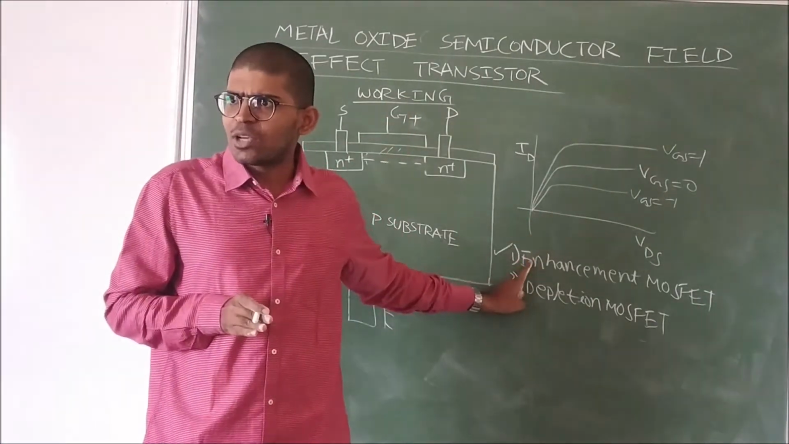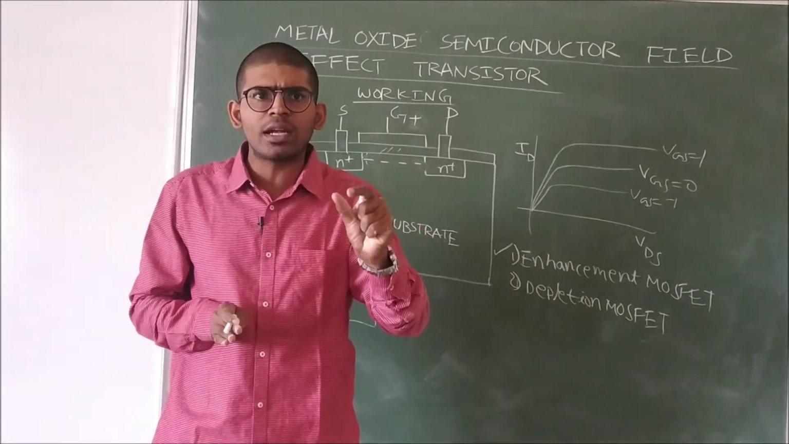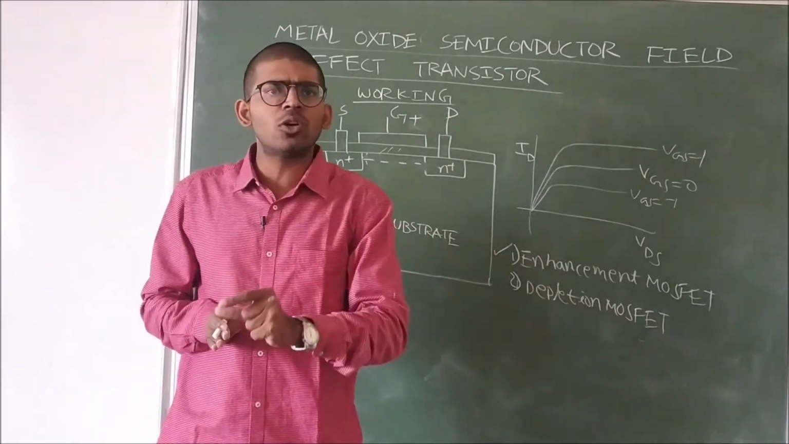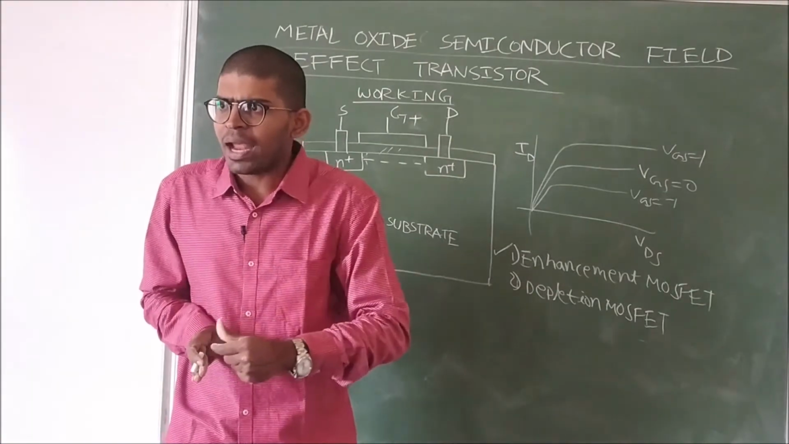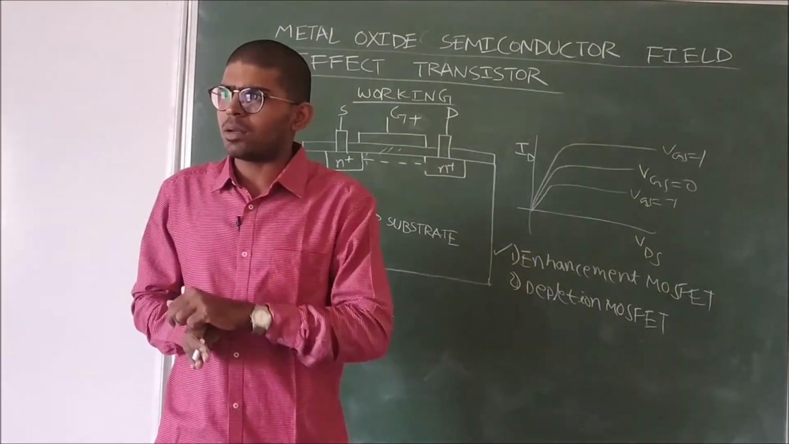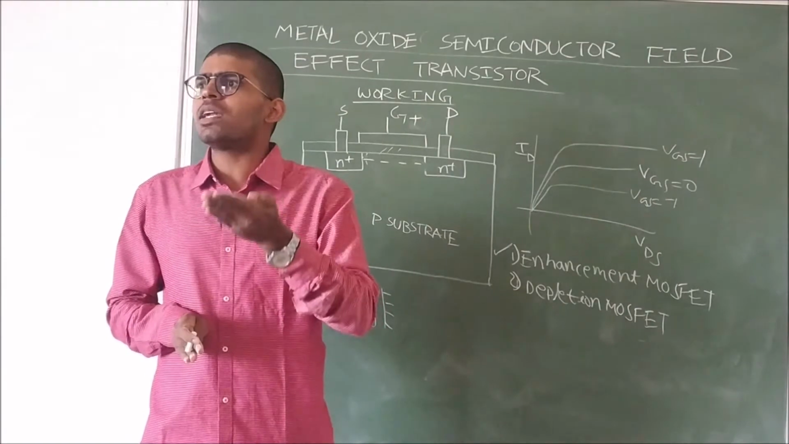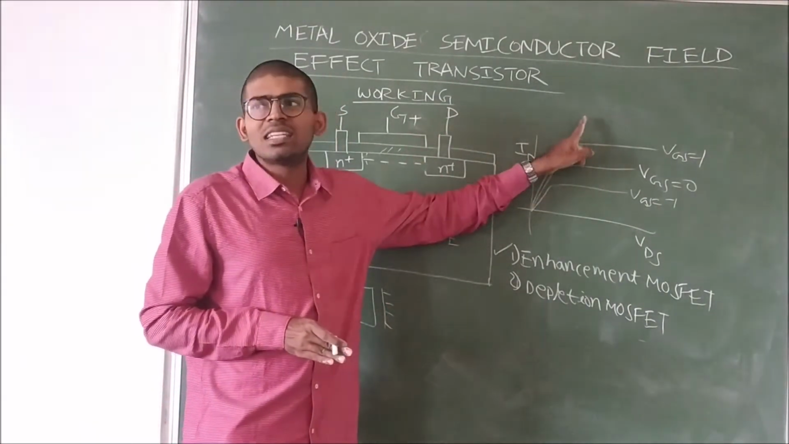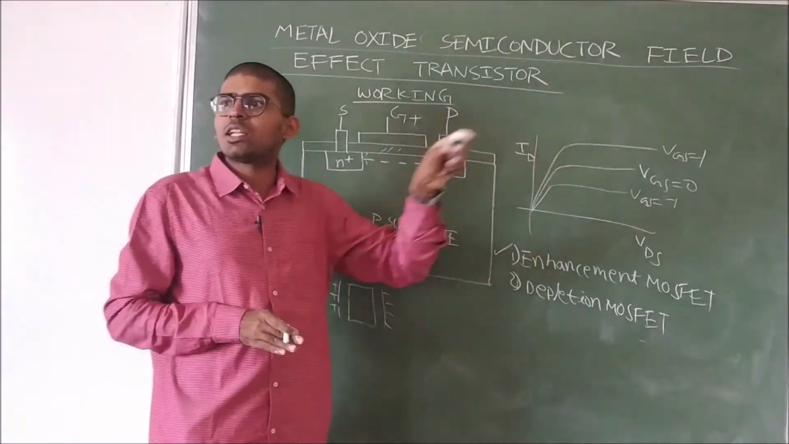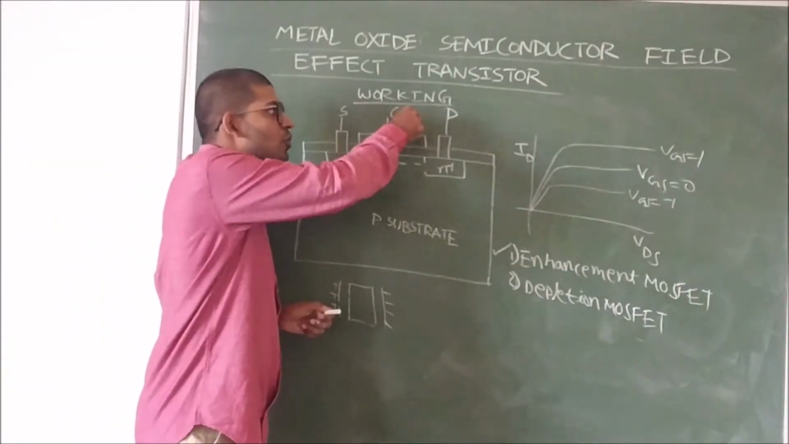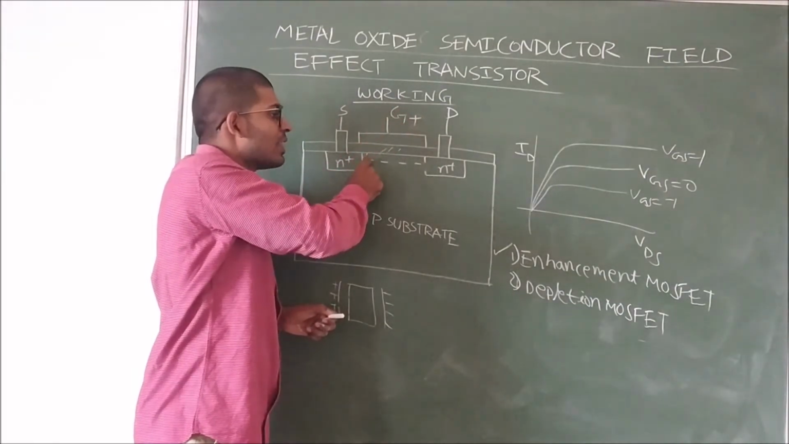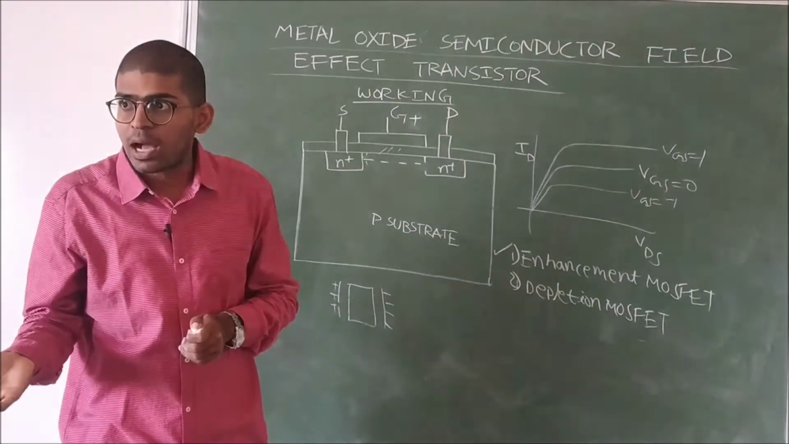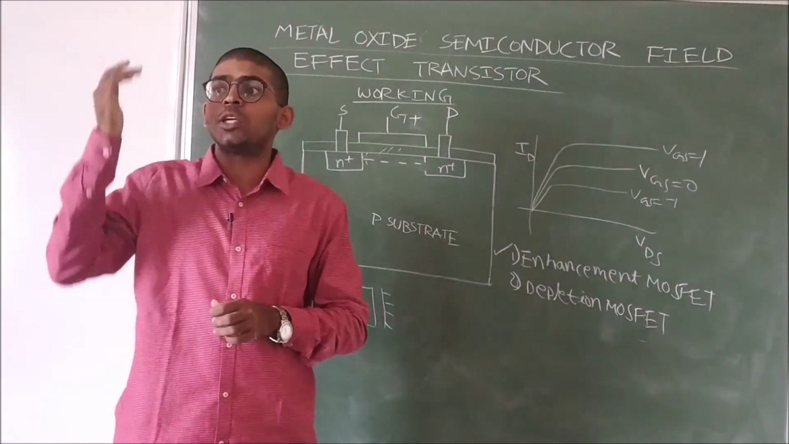We cannot give the negative supply to the gate terminal. It only works for gate voltage equal to 0, meaning the gate is kept open, and positive supply to the gate terminal. When we increment the positive supply to the gate terminal, the drain current is incrementing. Why is the drain current incrementing? Because with the increment of the positive supply to the gate terminal, the induced negative voltage is incrementing. So the MOSFET is operating in enhancement mode.